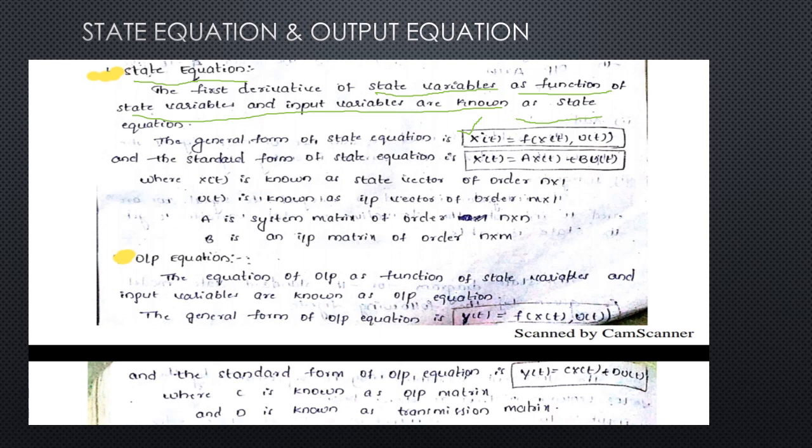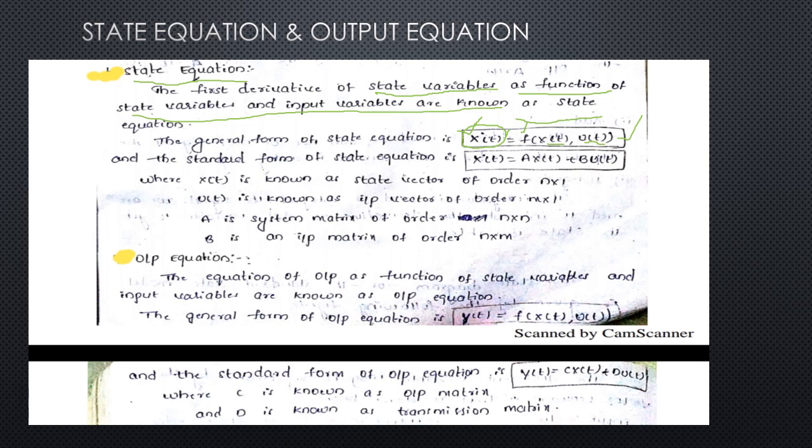Therefore, x dot of t as function of state variables and input variables gives an equation. That equation is known as the state equation of the system. So this is the general form of state equation: x dot of t is equal to f of x of t comma u of t.